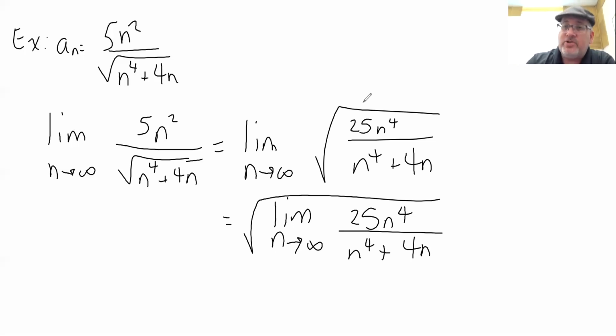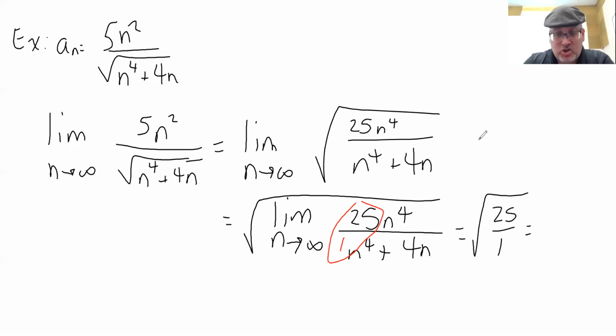But using the rule that we just alluded to, if the degrees match when you're taking the limit of a rational function, and the degrees do match, they're both 4th degree now, then the limit is just the ratio of the leading coefficients. The n to the 4th on the bottom has an implied coefficient of 1, which means the limit under the square root is 25 over 1, but that's just 25, and the square root of that is 5.